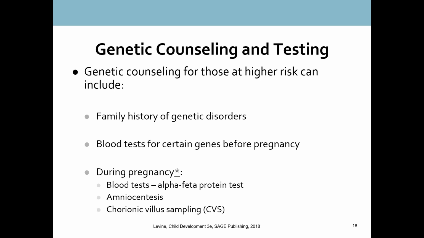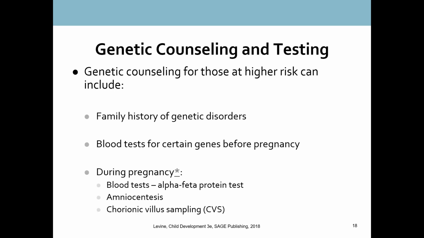Now, if you want to test earlier, you could do chorionic villus sampling. This is where they go through the vagina and into the womb with an instrument, and they snip a little part of the outer layer of the embryonic sac. There are little hair-like protrusions on the outer layer of the embryonic sac, and they snip one of these, and it contains genetic material that they can analyze.